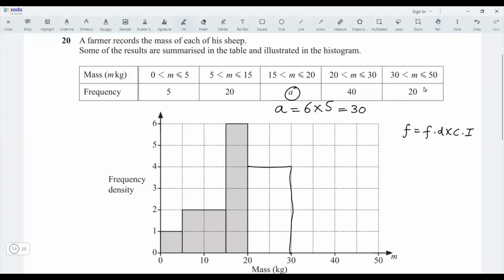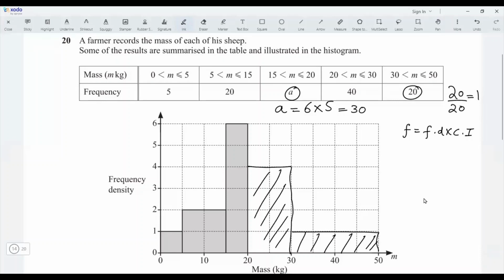What about the next one? 30 till 50. The frequency is 20, divided by 20 because the interval is 20 as well. So the answer is 1, and we have to move up to 1 here, till 50. So shade all of these. This is the complete diagram for this histogram.